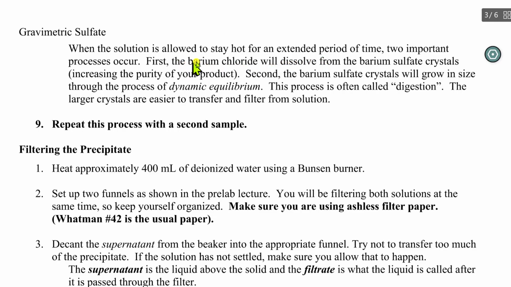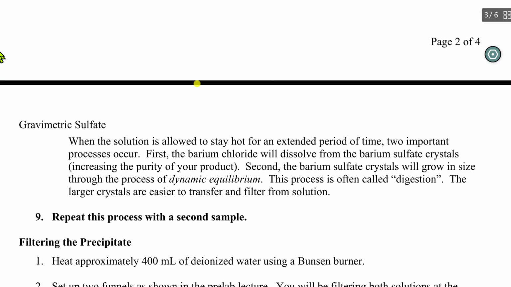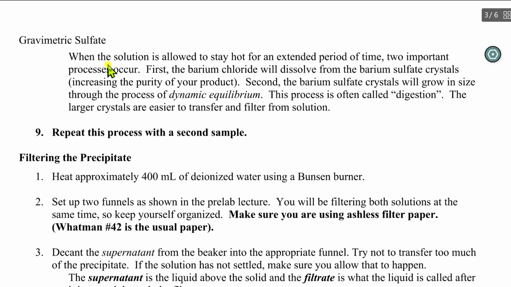So when you pour this, let me back up for a second. When you add the barium chloride to the solution, some barium chloride gets trapped inside the barium sulfate. And so by letting the sample digest or cool slowly, what ends up happening is the barium chloride gets dissolved out of the barium sulfate crystals. And the other thing that happens is that the crystals will continue to grow in size. And so when you have larger crystals, they tend to filter better.